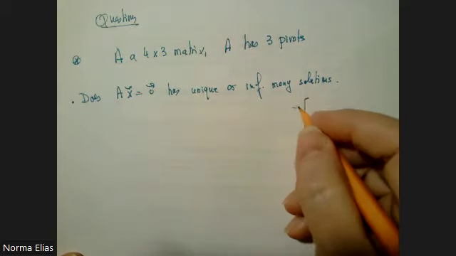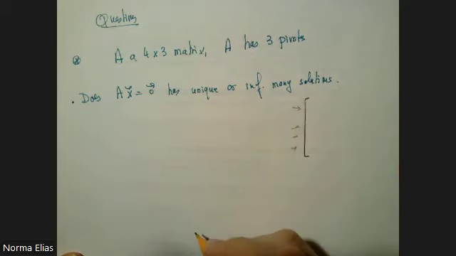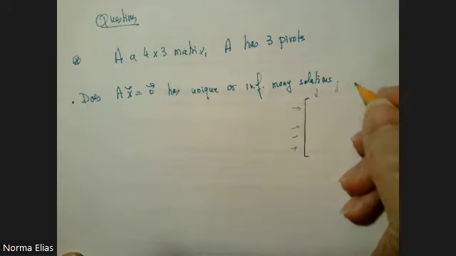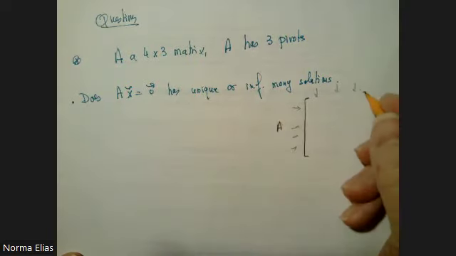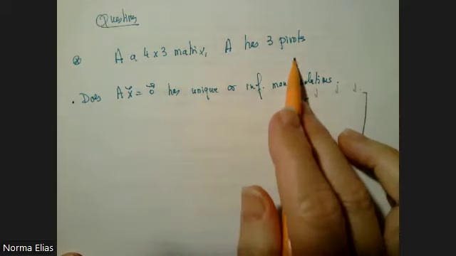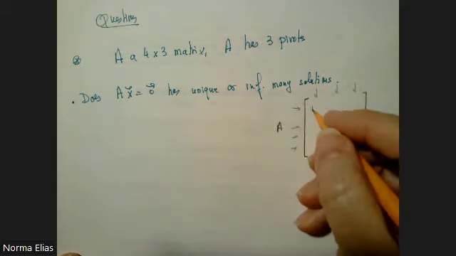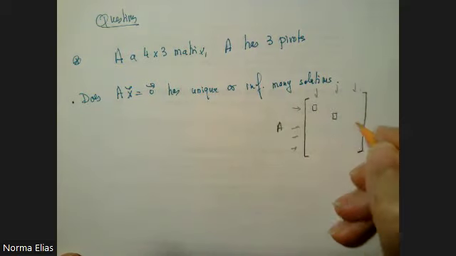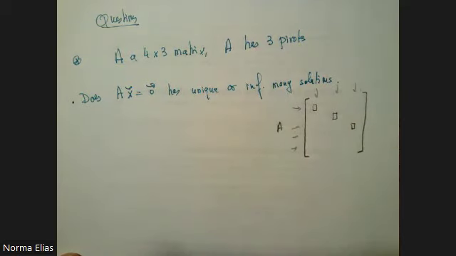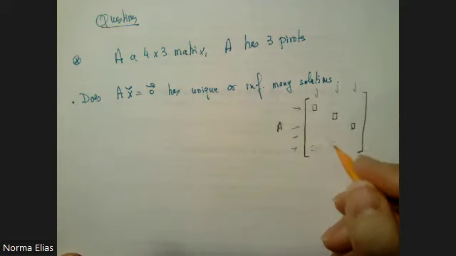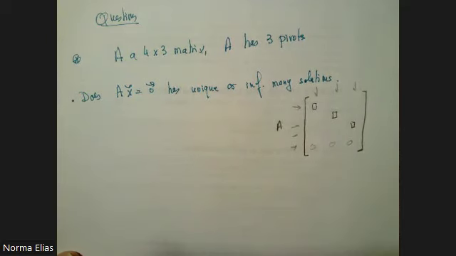So A is 4, it means 4 rows and 3 columns. That's really my A. It has 3 pivots. So if it has 3 pivots, it means we have to have a pivot in every column. And of course, the last row will have to be 0. Now, is the solution unique? Absolutely, because you have a pivot in every column. I don't care what's happening at the last row, because this is AX equal to 0. So basically, this is 0, 0, 0, 0.